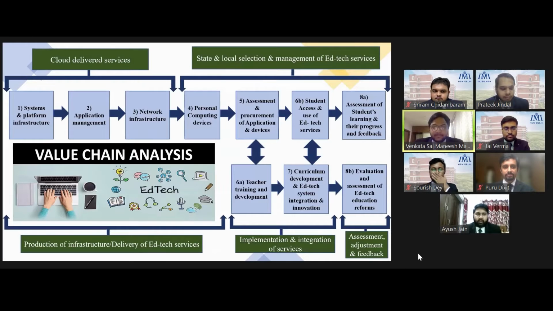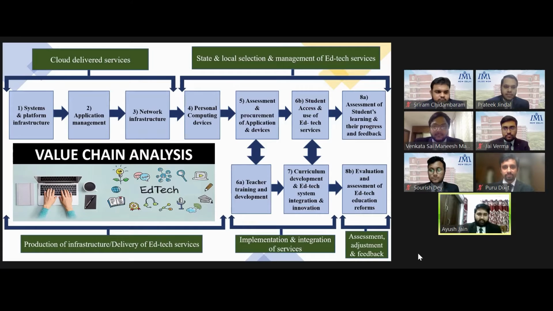Next slide. Next, we have done a value chain analysis of the EdTech industry. Here, components 1 through 4 focus on the potential of today's rapidly evolving cloud technology infrastructure that can support the centralized delivery of education technology services. Components 5 through 7 concern the adoption and integration of the education technologies. Component 5 focuses on the education technology assessment and procurement process. Component 6 concerns the adoption of education technology by students and teachers. And component 7 focuses on curriculum development as well as the integration and innovation of EdTech systems. Finally, component 8 focuses on the assessment and evaluation of students' learning and their progress, as well as evaluating EdTech education reforms. Next slide, please.